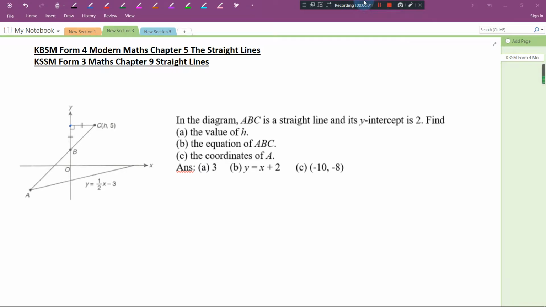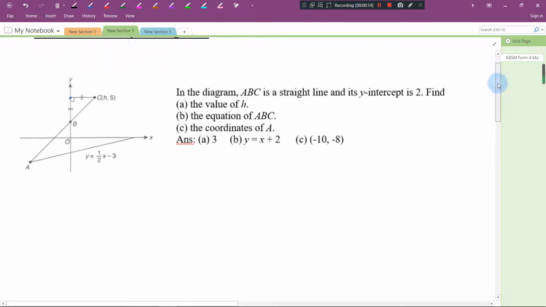Hi everybody, in this video let's look at the straight line. So this video can be used for KBSM students and also KSSM students as well. Both of you learn about this topic. Okay, let's look at the first question.